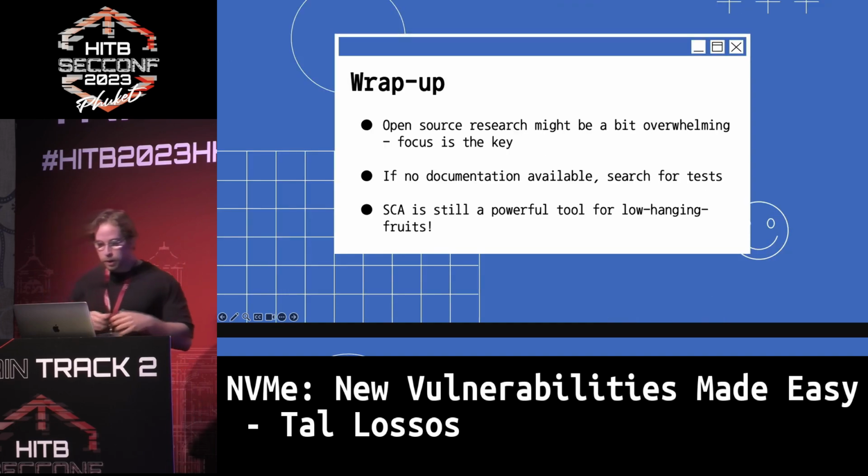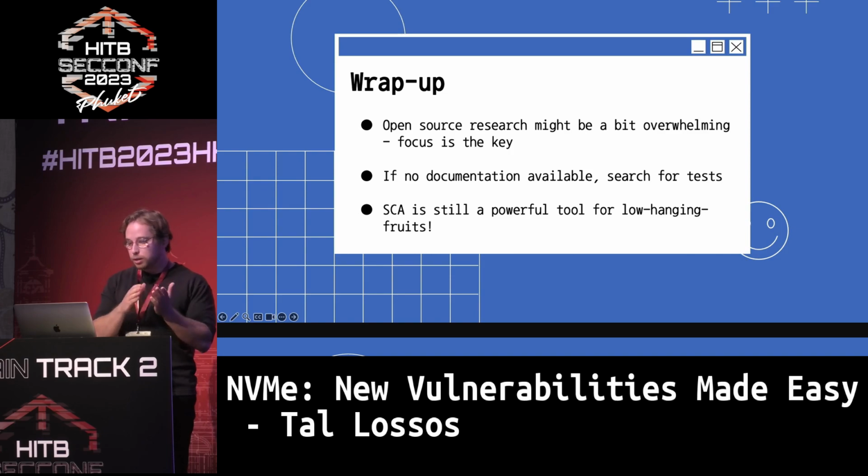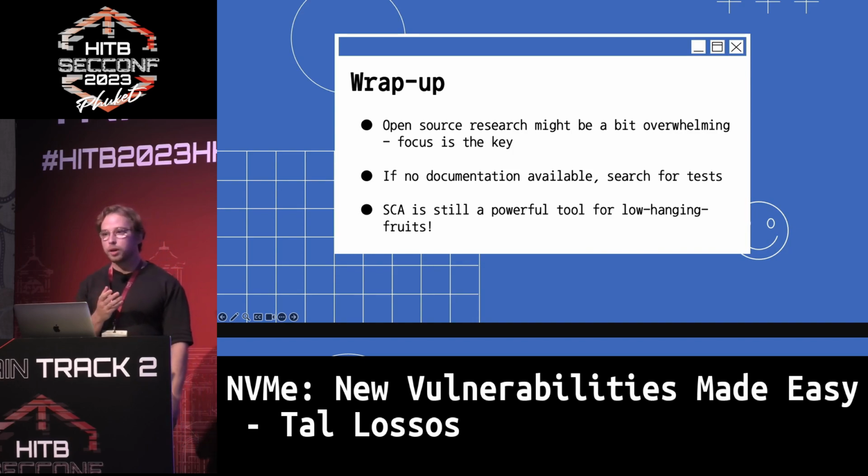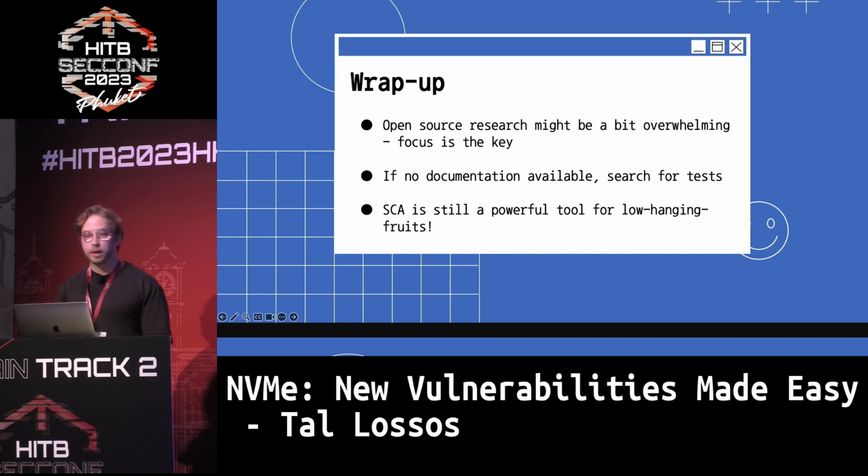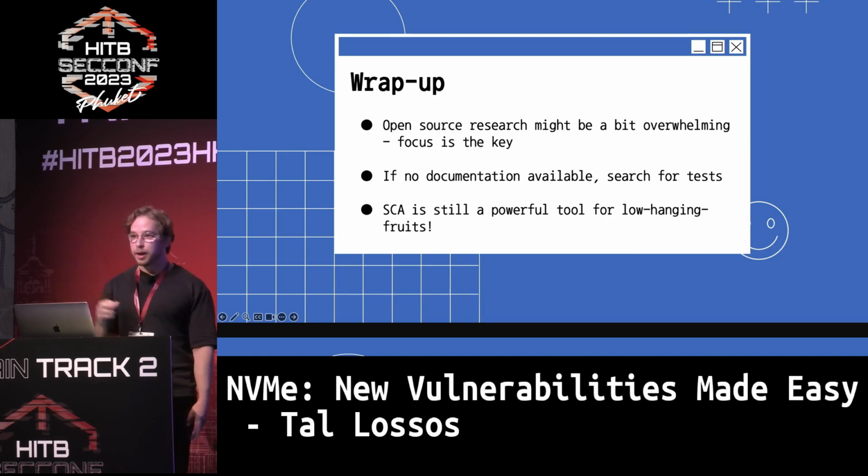Some key things I want to mention: doing vulnerability research, specifically in open source, might be, from my personal experience, a bit overwhelming, so focus is the key here. Another great thing is, if there's no documentation, just look for tests. It might help you. The last thing I want to say is that a static code analysis tool, and I used the simplest one, is still a very powerful tool for low-hanging fruit. More robust vulnerabilities it won't verify very quickly, but that wasn't my purpose.